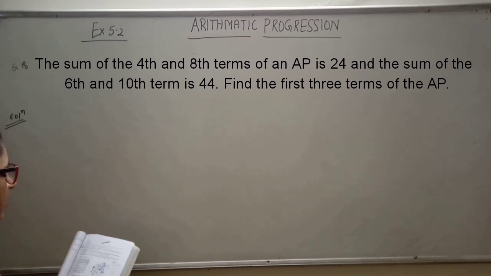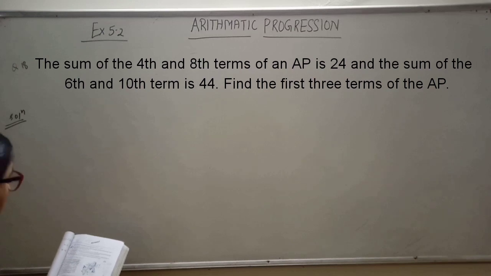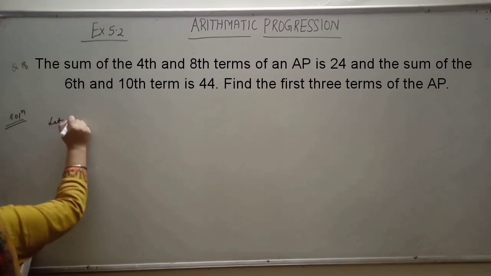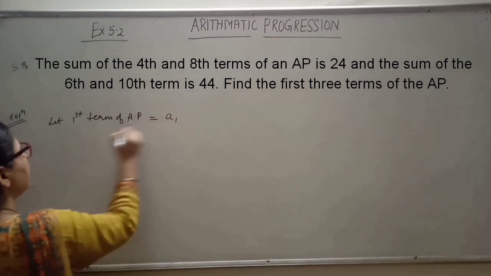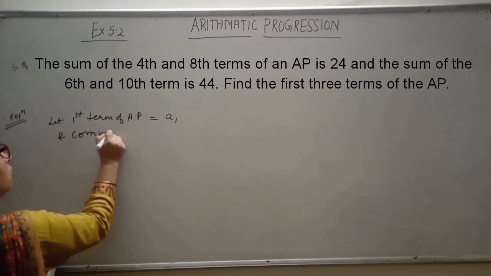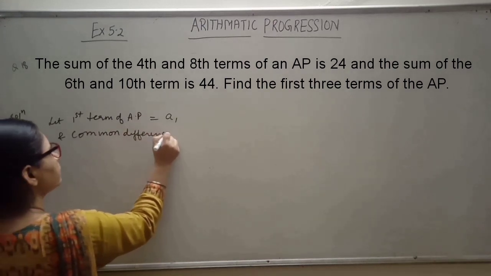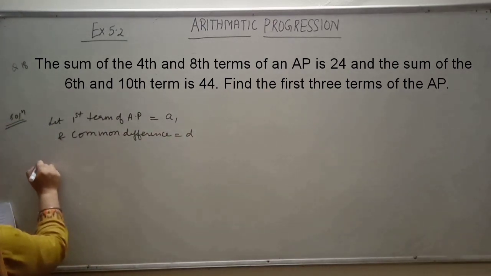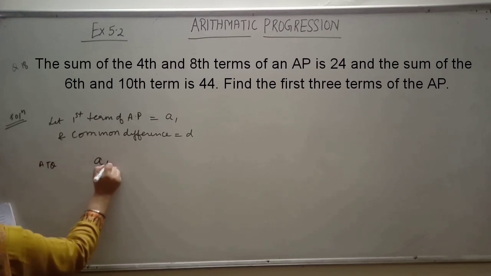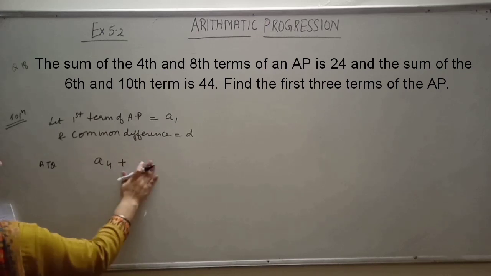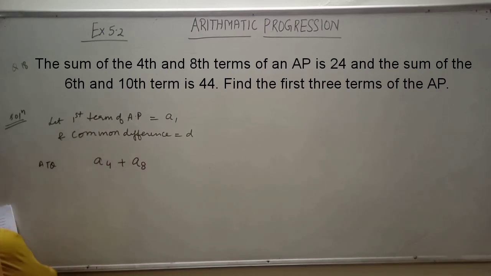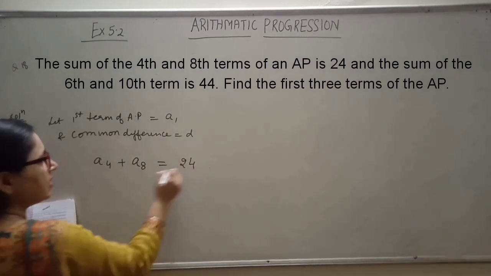Okay, in question number 18, the sum of the 4th and the 8th term of an AP is 24 and the sum of the 6th and the 10th term is 44. Find the first 3 terms of the AP. Let the first term of the AP be A1 and the common difference be D. Now according to the question, the sum of the 4th and 8th term is 24. Let us simplify this.